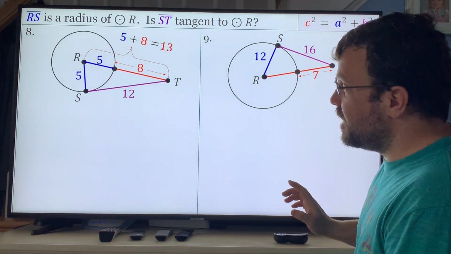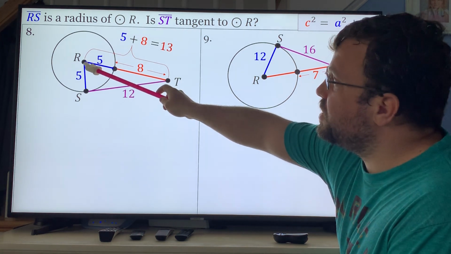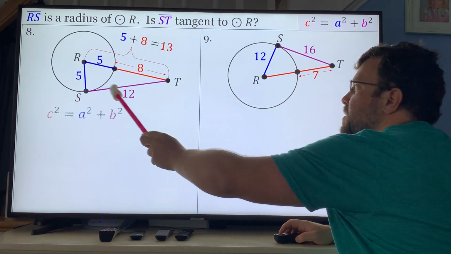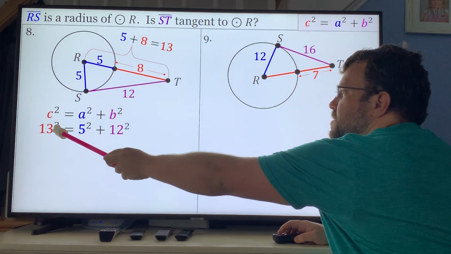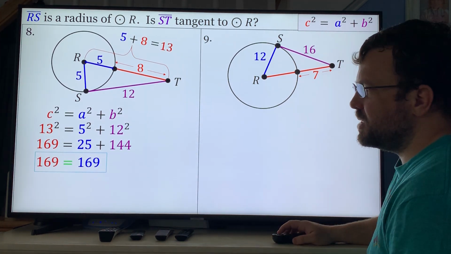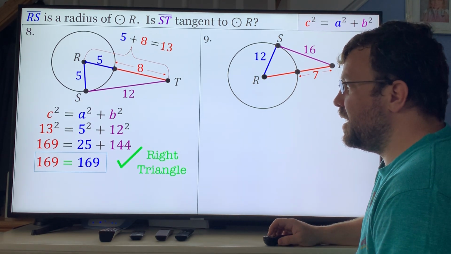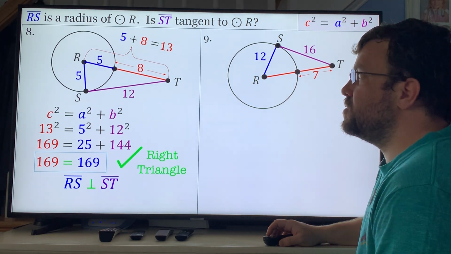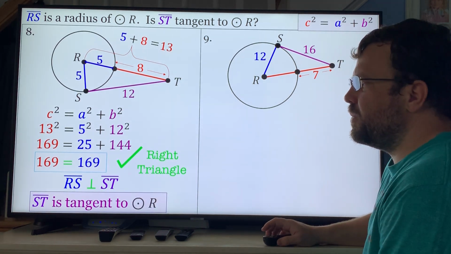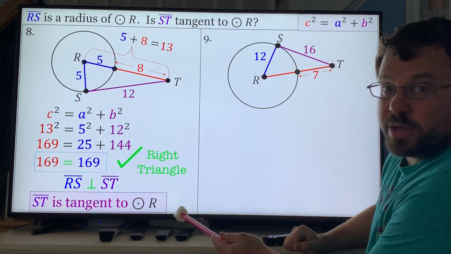See that? So you have to look to see exactly what is given. If this whole thing was given to you to be 13, you wouldn't have to add the 5. So now we could do our work. 5 squared, 12 squared, 13 squared. So 13 squared is 169, 25, and 144. 169 equals 169. Check. They are equal. That means it's a right triangle, so the two sides are perpendicular. And this is stuff you don't have to write down. This is just showing you. And since they're perpendicular, ST is indeed a tangent to circle R. Or you could have just put yes.